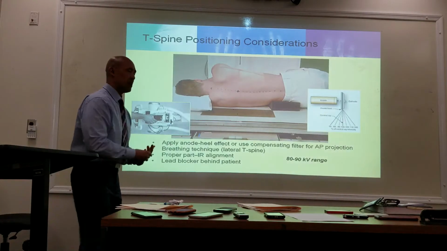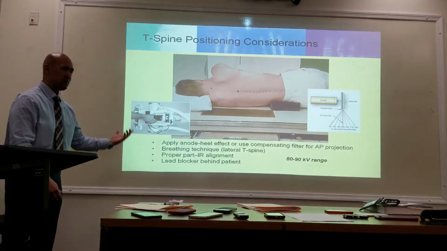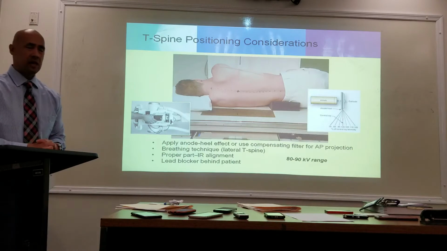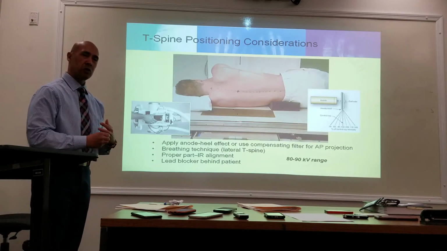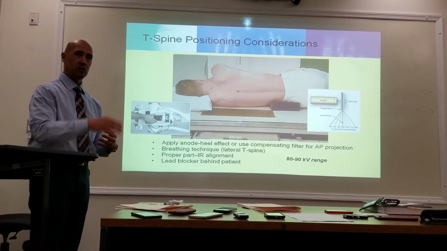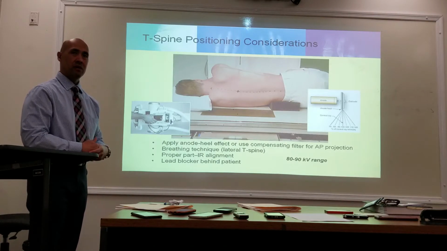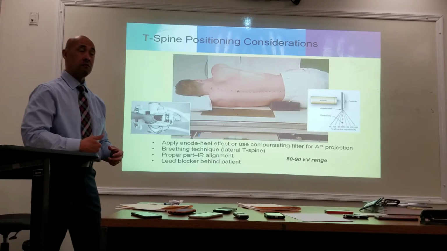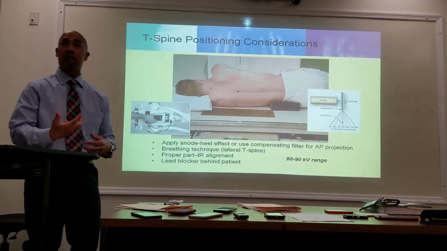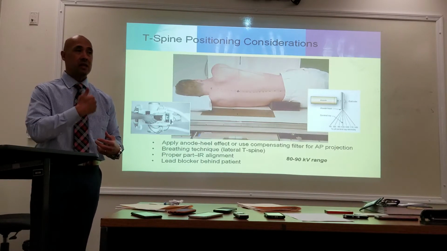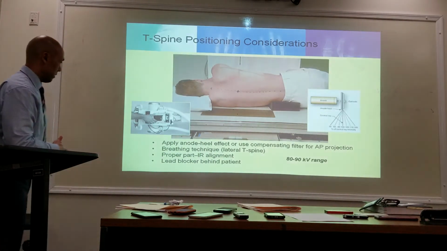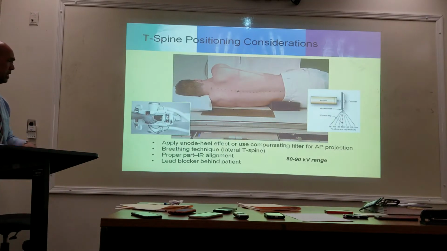And the other thing that you want to use is a compensating filter. So in a compensating filter, it goes from thin to thick. So where would you place the thin part of the compensating filter? Towards the chest or the abdomen? The thin part. Towards the abdomen. Yeah, we want towards the abdomen because we want more penetration in the abdominal area, and less towards the upper chest. Okay, we'll talk about breathing technique here in just a moment.